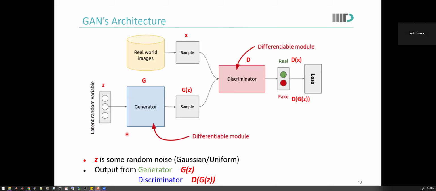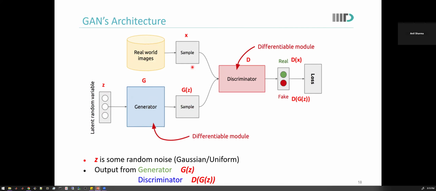Okay, so this is our GAN architecture, where this is G, the generator. There are some latent random variables that we give as the input, which can be used to generate some synthetic data, and we generate the synthetic data. And there is a real world data set as well.